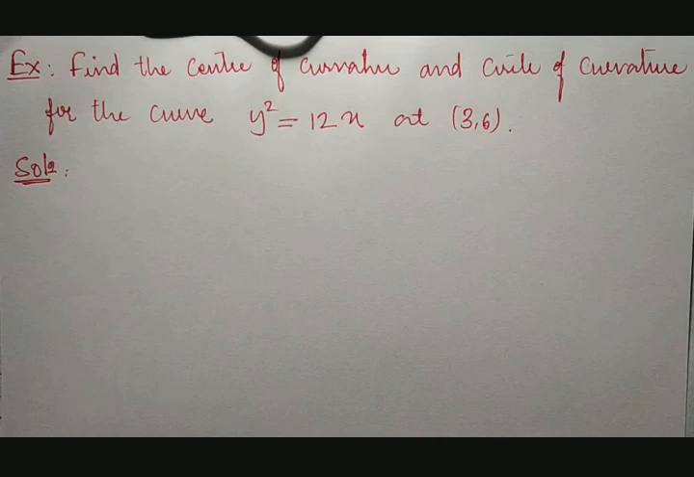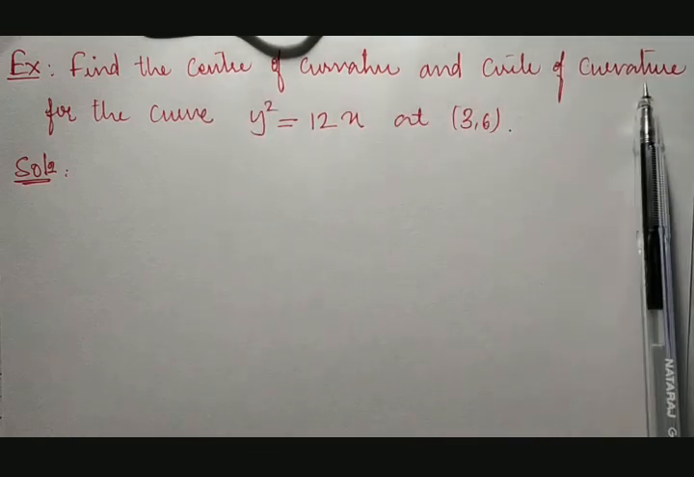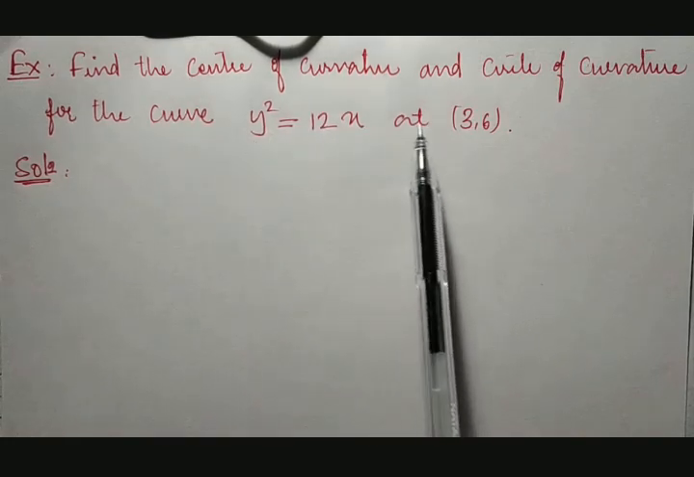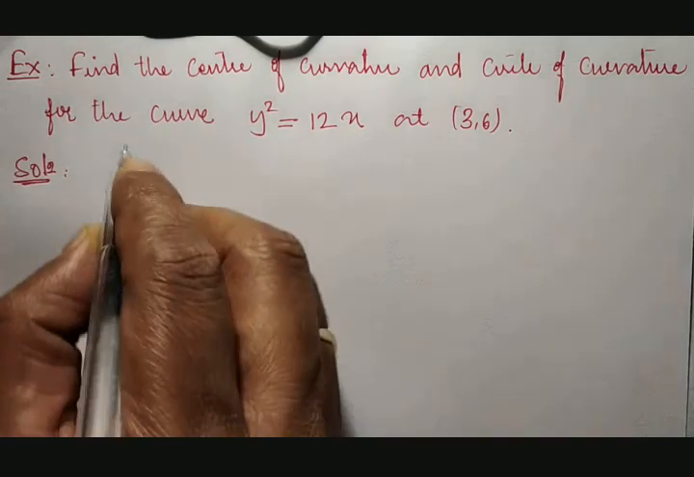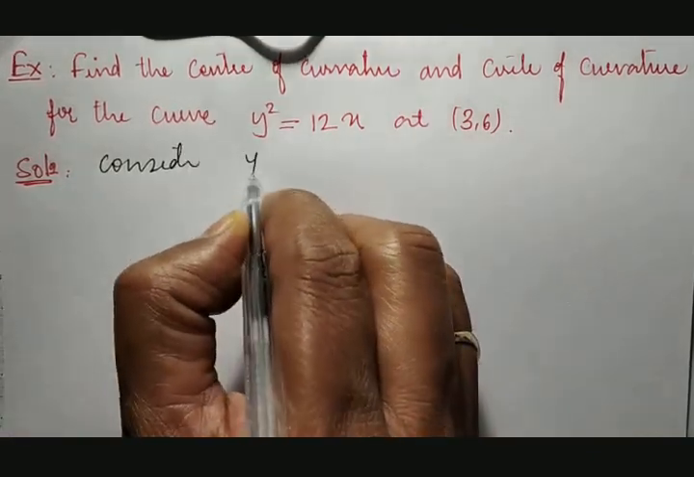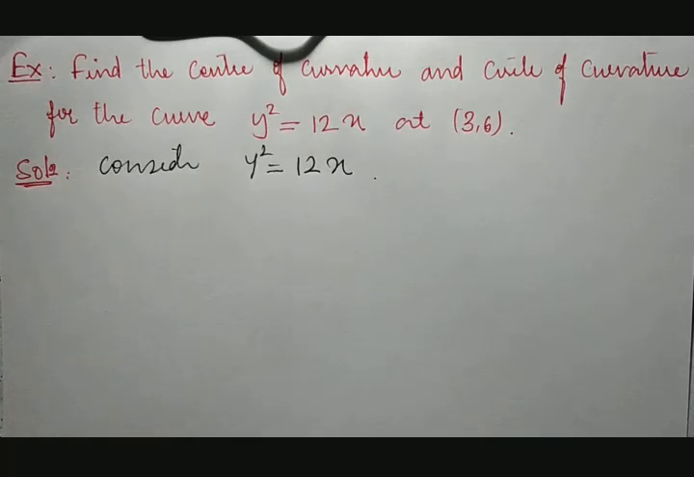In this session, we are going to discuss an example of finding the center of curvature and circle of curvature for the curve y square is equal to 12x at (3, 6). X and y values are mentioned: x is 3, y is 6. Therefore, first let us consider the given curve, that is y square is equal to 12x. We need to obtain y1 and y2.